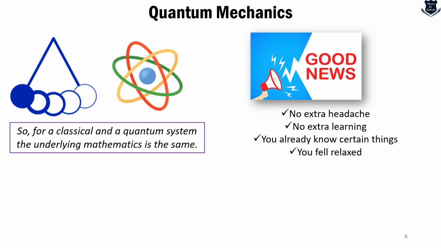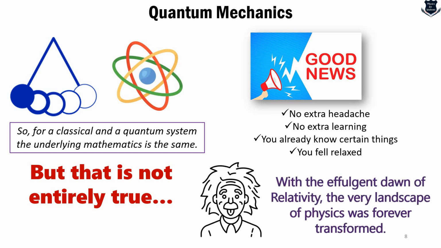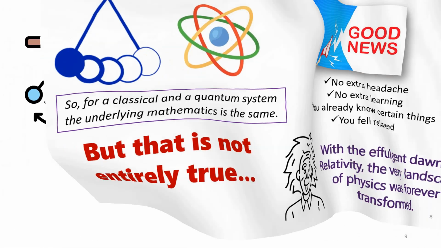Now why do I use the word quantum system? Because that is not entirely true, because this old person, Dr. Albert Einstein, changed everything in how we look at nature. That is why I've written: with the effulgent dawn of relativity, the very landscape of physics was forever transformed. That means, although it is good news that we don't need to learn much mathematics, it's a fact that with relativity coming up, we need to learn, because certain things have changed. What are those things that have changed, and what is the new mathematics emerging? Let us look into the next part of the video.